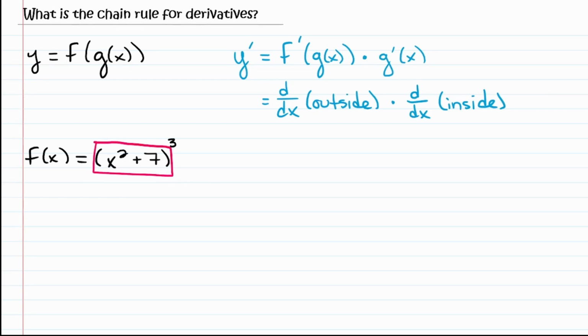We could say u to the third power, where u equals x squared plus 7. If it makes sense to you to substitute, you can think about it like that. So our outside function is u to the third power, x squared plus 7 to the third power. And then, let's change colors. Our inside function is whatever u is equal to, so it's just the x squared plus 7 part.